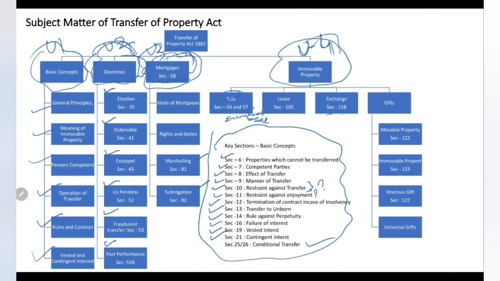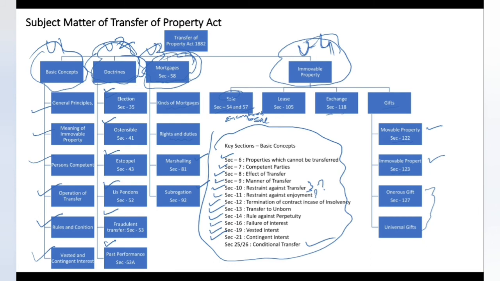In the gift, there is section 122 which deals with movable property. Section 123 deals with immovable property. Okay, and then we have onerous gifts and universal gifts. These are the types, so we will see later. So this is the overall subject matter of the Transfer of Property Act.